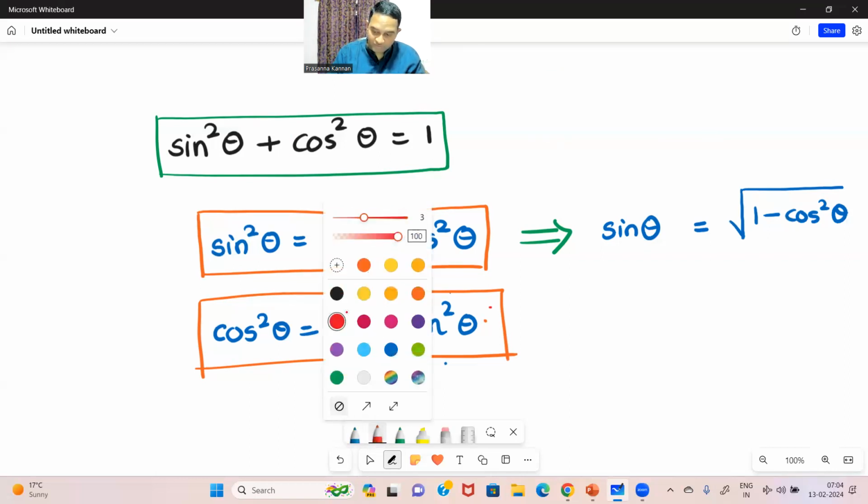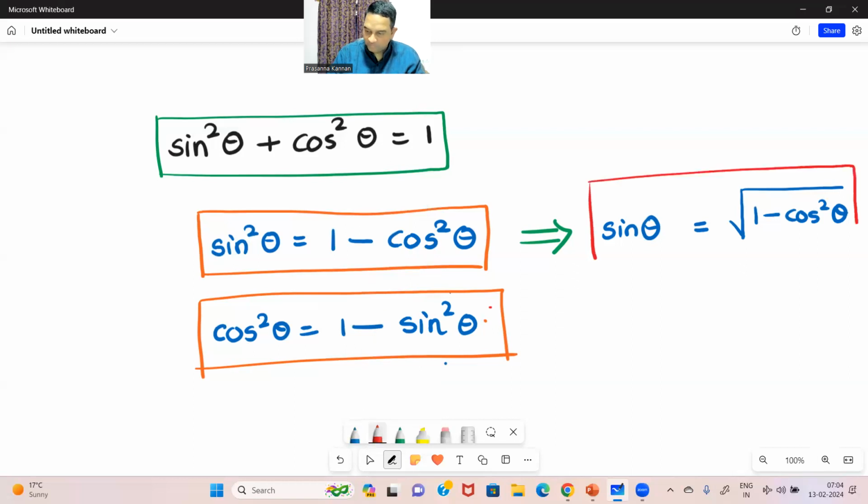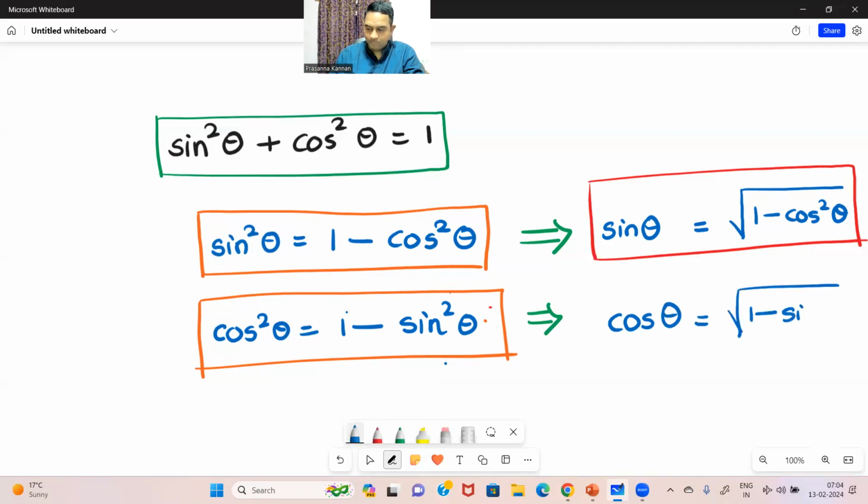In some problems, you will require this sine theta to be substituted as what? Sine theta is equal to root of 1 minus cos square theta. Very good. Like that, you have cos square theta. Now what can you do? If you take square root, what will you get? Cos theta is equal to square root of 1 minus sine square theta. Got it?